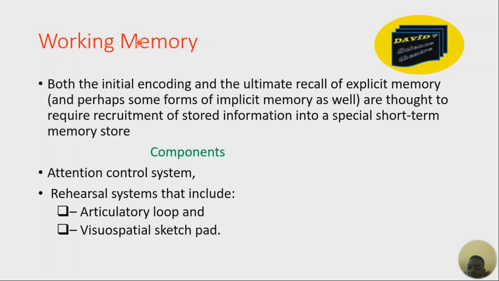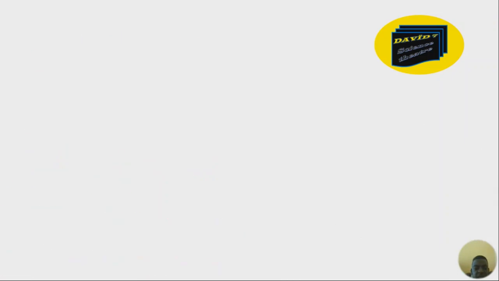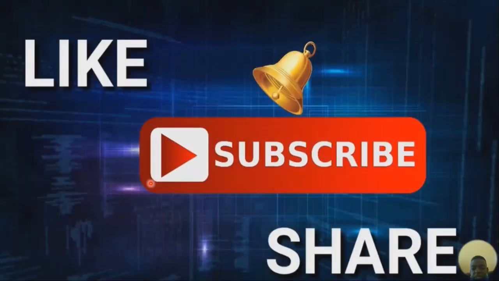Rehearsing enhances encoding and consolidation. So, rehearsal systems include the articulatory loop and the visuospatial sketchpad. You can read about these two, but I will still show you a video with diagrams giving the pictorial views of these. The articulatory loop and visuospatial sketchpad are rehearsal systems, along with the attention control system. Those are the components of working memory.